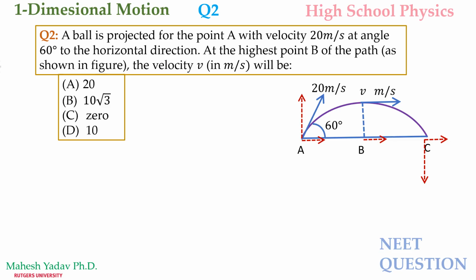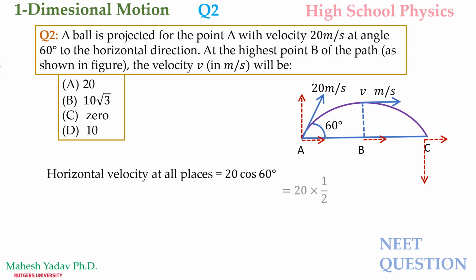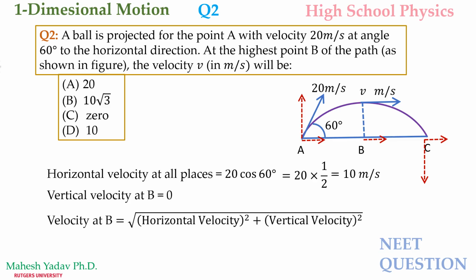The horizontal velocity is 20 times cos 60, and cos 60 is half. Therefore, the horizontal velocity is 10 meters per second. The vertical velocity is 0. Hence, the velocity is the same as the horizontal velocity. Hence, the velocity is 10, and the answer is D.